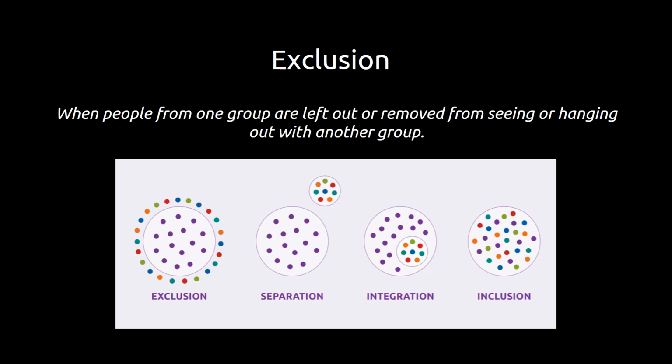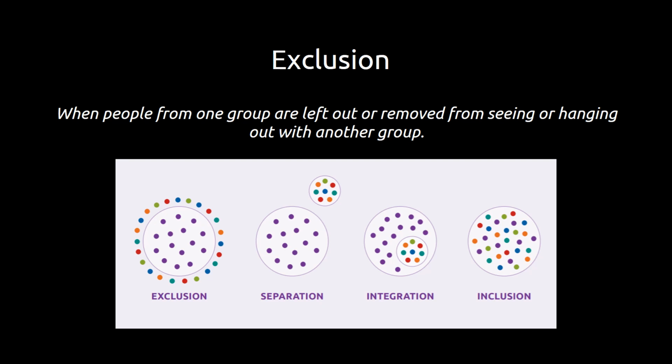Exclusion is when people from one group are left out or removed from any interaction with another group, or when one person is left out from a group. Take a look at the image below. You will see that there are only purple dots within the circle, and all the colorful dots have been removed from the circle completely. Exclusion can mean not only removing people from one group, but it can also mean that the excluded group is not allowed to do the same things as the other group.